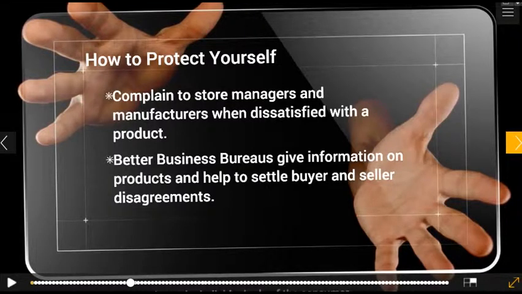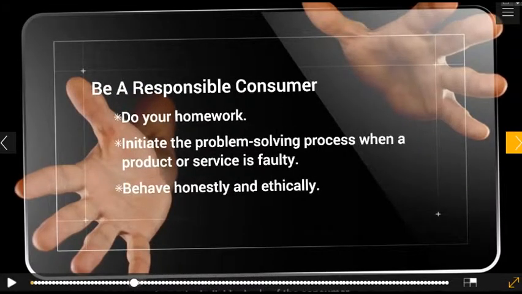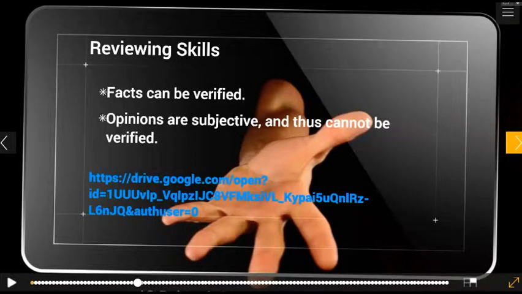How to protect yourself. Complain to store managers and manufacturers when dissatisfied with a product. Better Business Bureaus give information on products and help to settle buyer and seller disagreements. Be a responsible consumer. Do your homework. Initiate the problem-solving process when a product or service is faulty. Behave honestly and ethically. Facts can be verified. Opinions are subjective and thus cannot be verified.